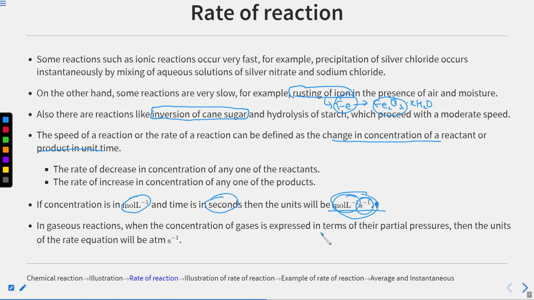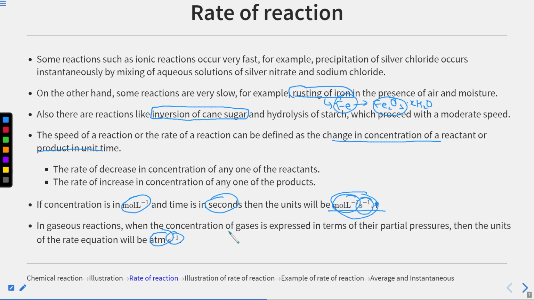So the unit in this case is atm per second. So atm is symbolizing your concentration, because the more the concentration, the more the pressure. So they are kind of the same, right? So it is concentration per unit time. Here again, per second is representing the time inverse.